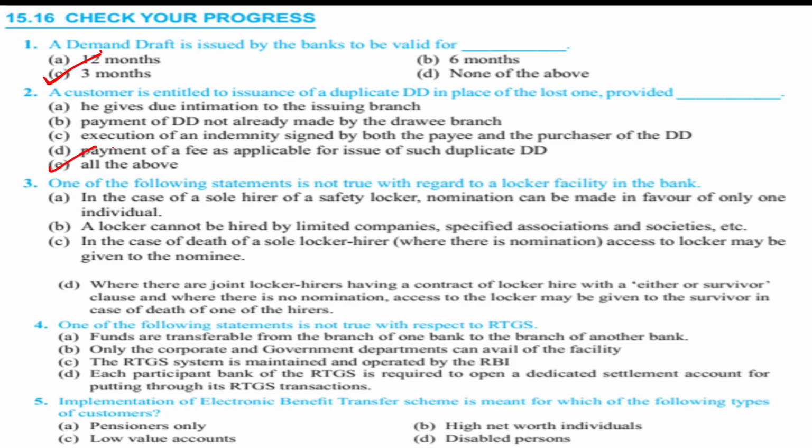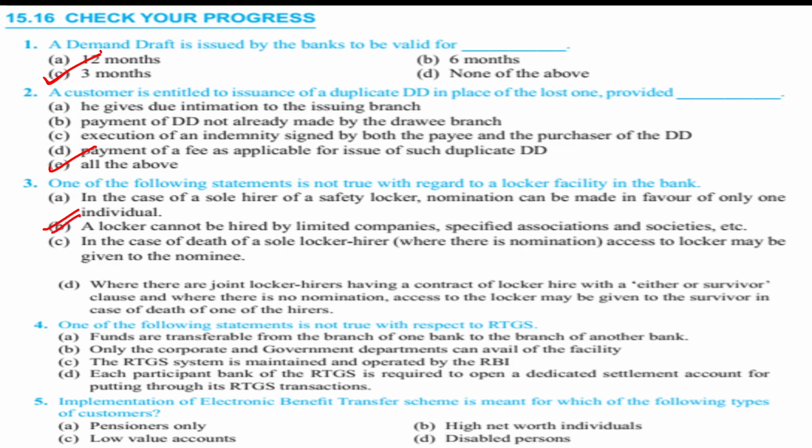One of the following statements is not true with regard to a locker facility in the bank. In case of a sole hirer of a safety locker, nomination can be made in favor of only one individual. So the statement is true in the given context. The change in nominee was effective recently, so here the statement is correct. A locker cannot be hired by a limited company is the statement, but a locker can be hired by a company, so that's why this statement is not true, making option B the correct answer.